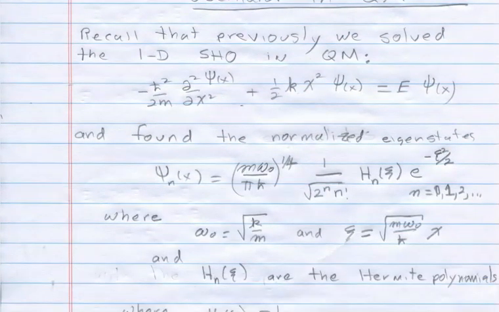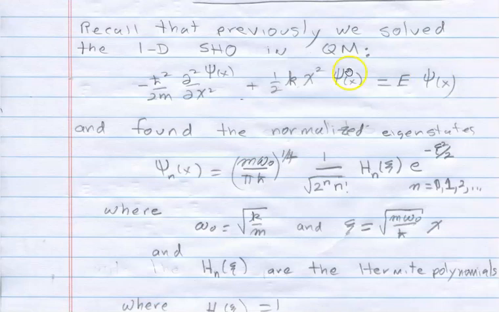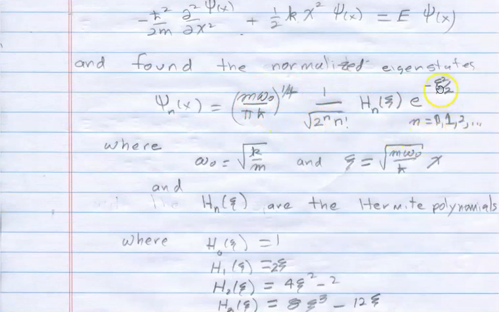First, let's recall a little bit, because we're going to use these solutions to construct a 3-dimensional solution. And remember, for a 1D simple harmonic oscillator in quantum mechanics, we had to solve this one-dimensional time-independent Schrodinger equation. This function here is the potential energy for a simple harmonic oscillator. After a fair amount of effort, we actually found the normalized energy eigenstates were of this form, where we've defined some terms. Omega naught is the square root of k over m.